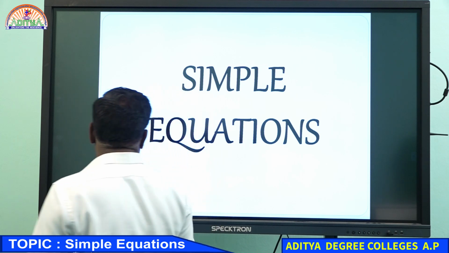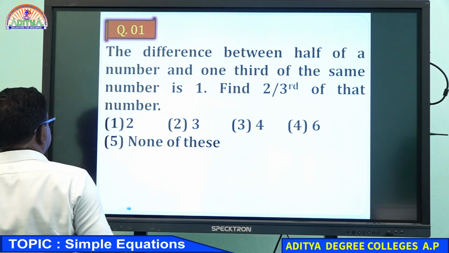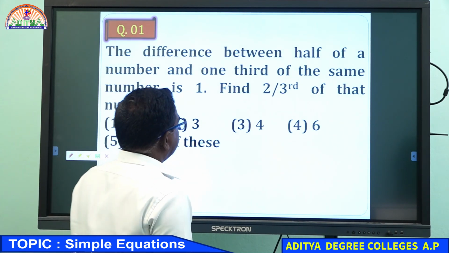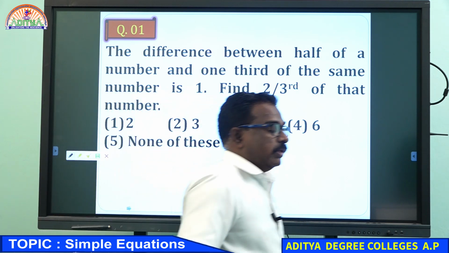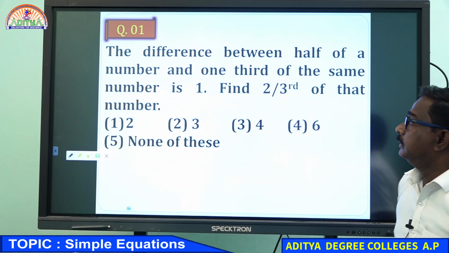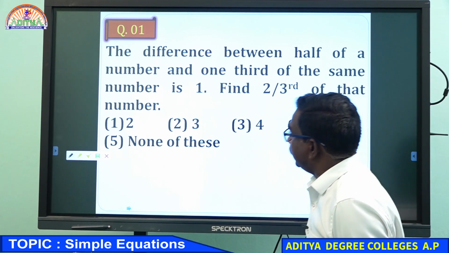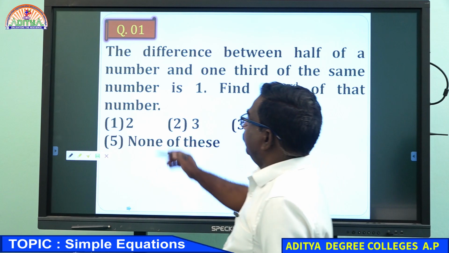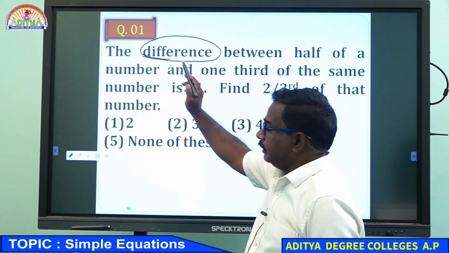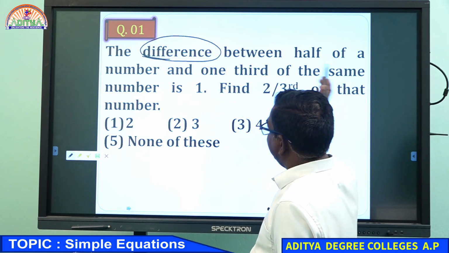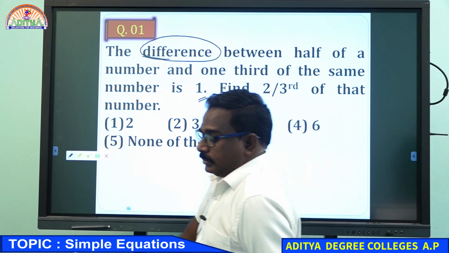See question number 1, what was given there? There is no introduction part, you can take it directly. The difference between half of a number and 1/3 of the same number is 1. Find the 2/3 of that number. Can I get an answer from any one of you?